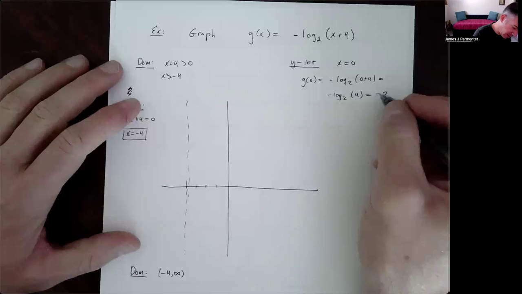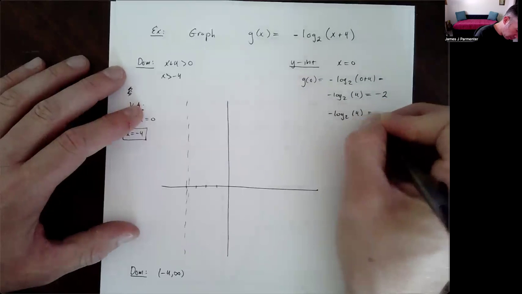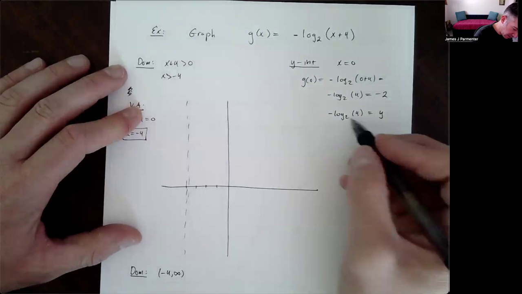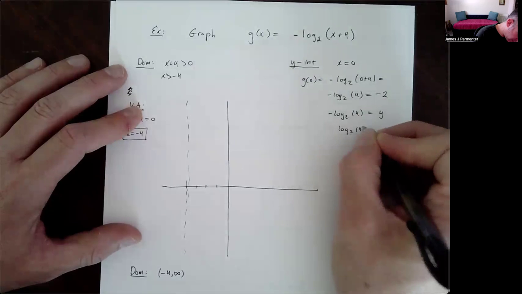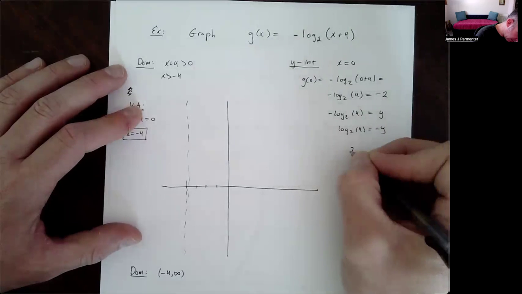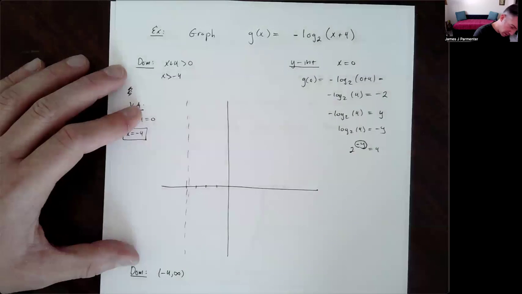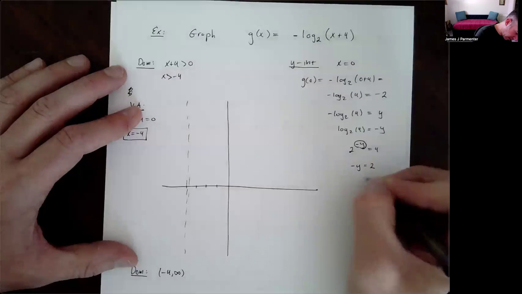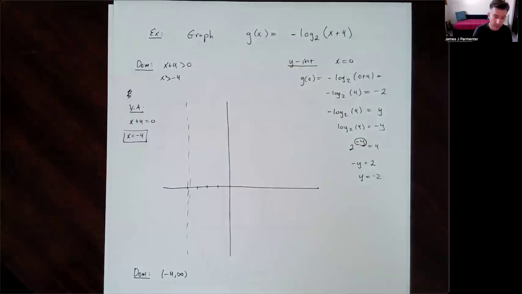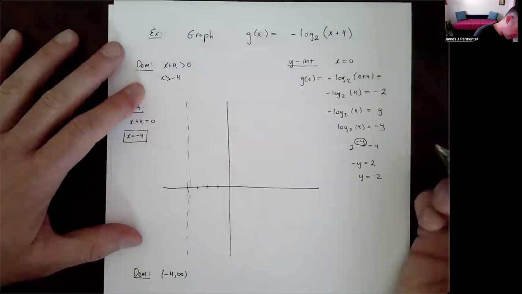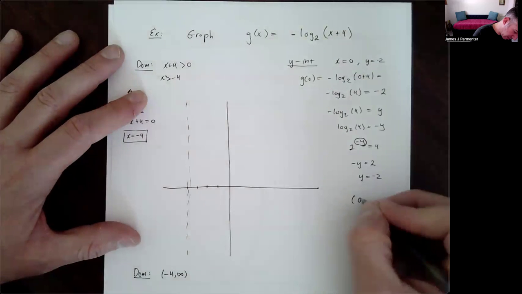If you don't like doing it that way, you could say negative log base 2 of 4 is equal to the y value I'm trying to find, and then rewrite this as log base 2 of 4 equals negative y. 2 to the negative y equals 4. Oh, I know that 2 squared equals 4, so negative y has to equal 2, so y equals negative 2. It's a lot more of a roundabout way of getting there, but it might make more sense for some of you this way. Either way we slice it, we're going to get y equal to negative 2. So our y-intercept is 0, comma, negative 2.